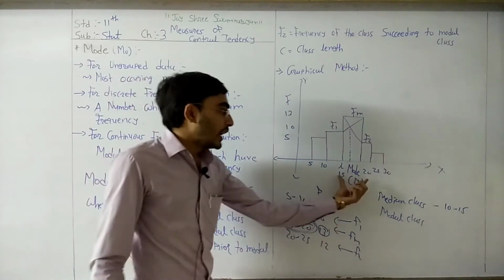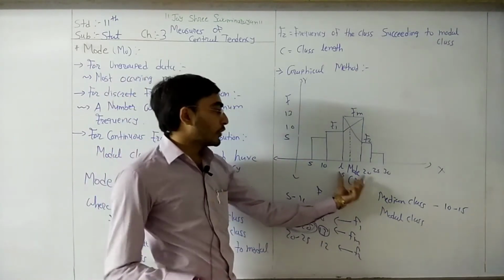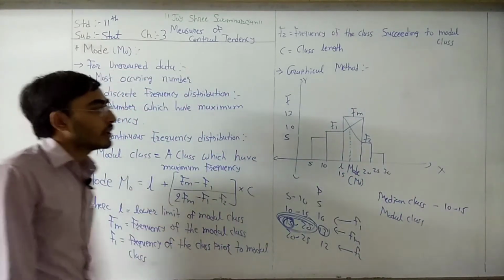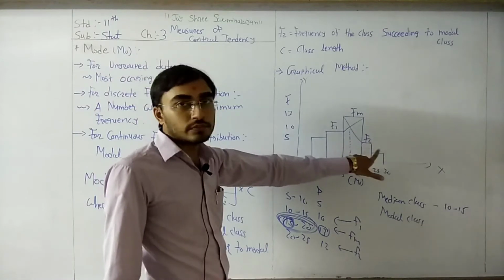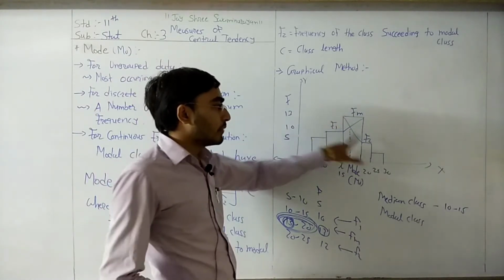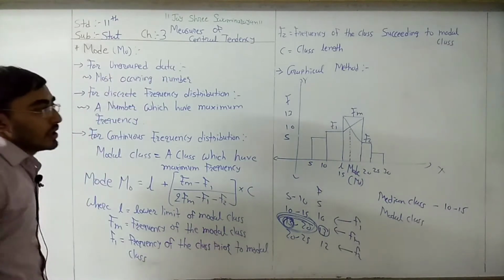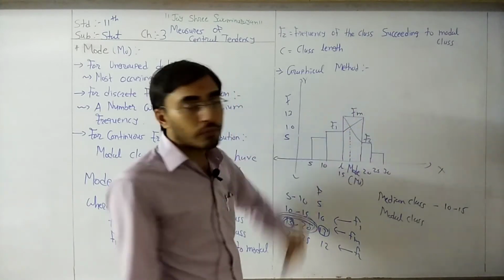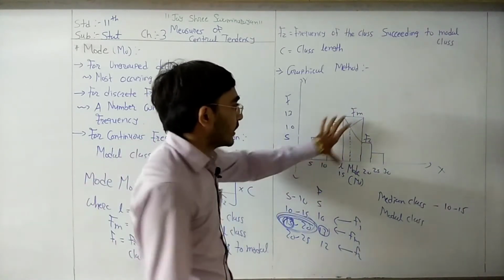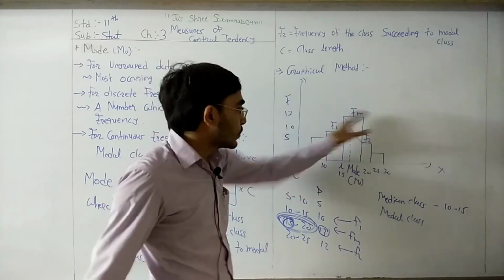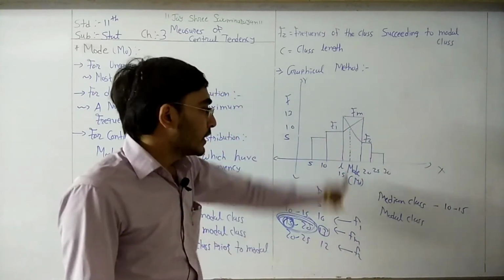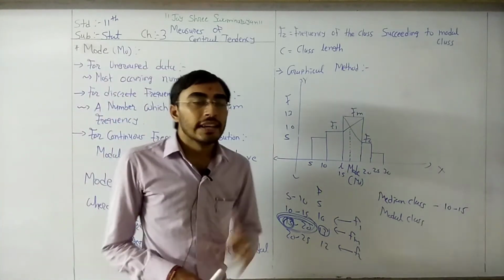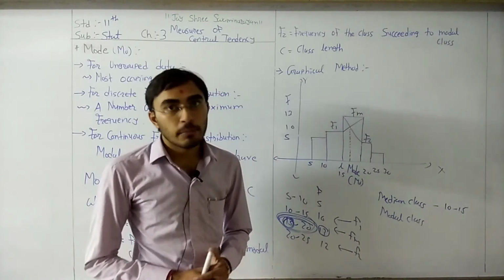That's why I am saying that the answer always lies in the modal class, because this class has the highest frequency. This is F1, FM and F2. Highest frequency FM, before that F1, after that F2. We need to join this corner to this corner, this corner to this corner. First of all, we find the column with the highest height, that means the highest frequency. We join these two points, and the intersection point is the answer of mode. So we can also use the graphical method for finding the mode.